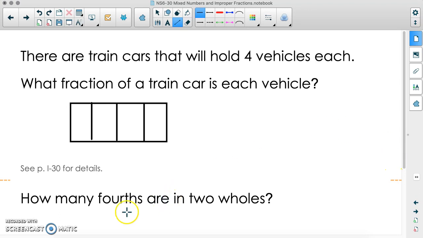Okay. Now, how many fourths are in 2 wholes? So if I had 2 train cars, this is 1. If I had another one, how many fourths are there in 2 wholes? Well, there would be 8. I'm taking my first train car, I'm going to times it by 2, and it's going to give me 8.